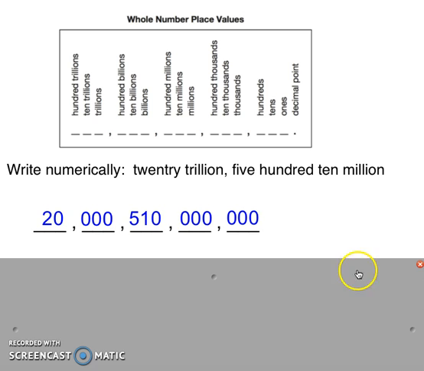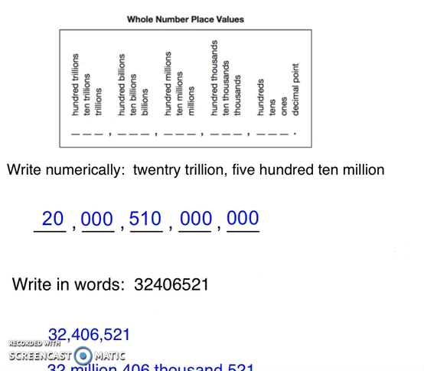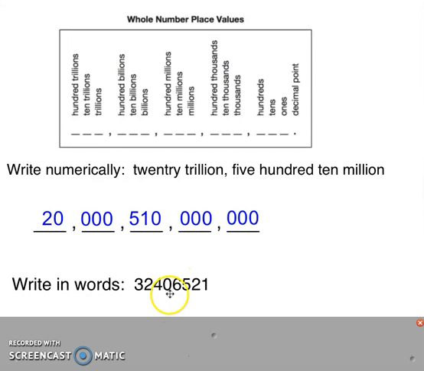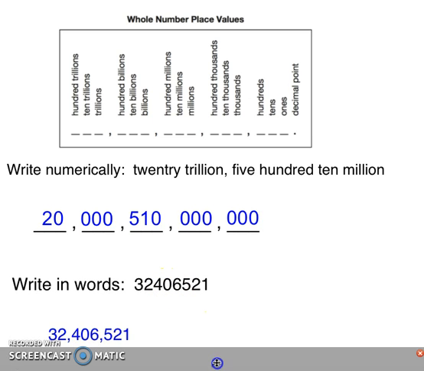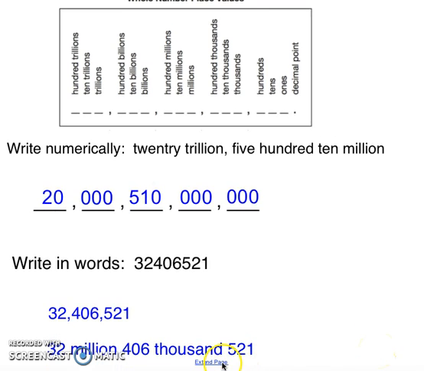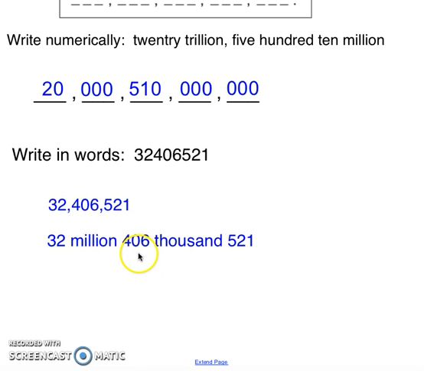All right, so I want to write it in words, this next one. So I've got a bunch of numbers there. They look a mess. So your first clue should be, well, I need to turn that into something that has commas in it. So you stick a comma every 3 digits starting from the far right. So that's going to make it a lot easier. So now this is my thousands and these are my millions. So when I write it out, I should be writing 32,406,521.